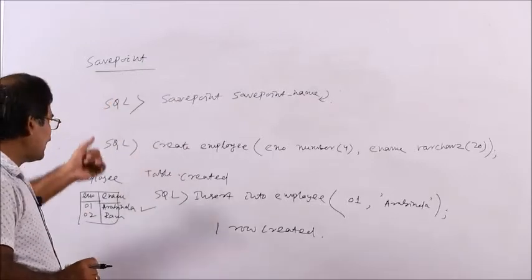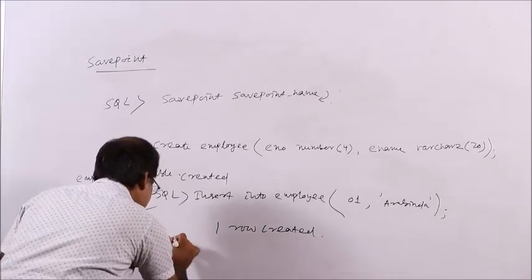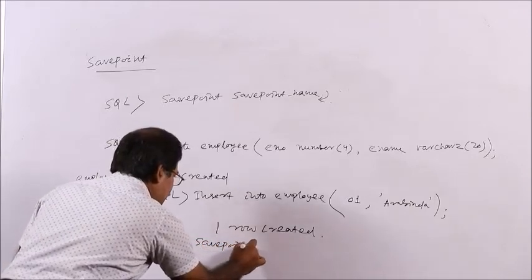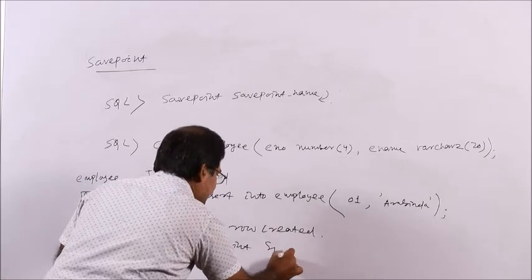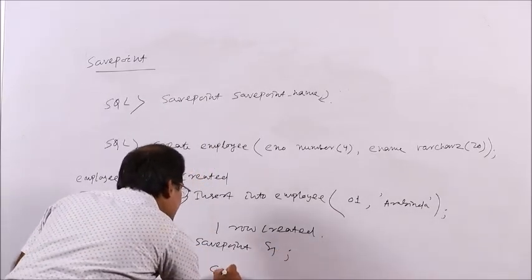But what is a savepoint? After this line, suppose I write a savepoint. The savepoint name is, suppose, S1. So what will it say? Savepoint.